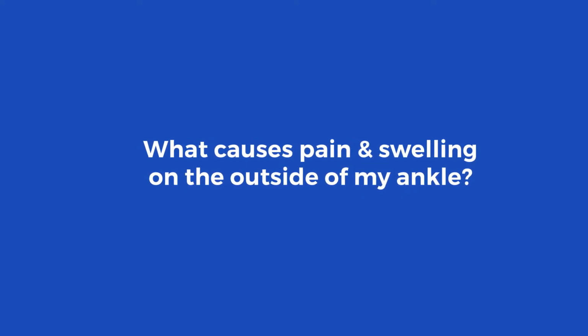There are many structures on the outside of the ankle that can become painful and inflamed. These usually include ligaments, the peroneal muscles, and bones. With the ligaments, these connect bone to bone and can become stretched and inflamed. Muscles, including the peroneal muscles, can overfire and become problematic as well. And bones can become painful with avulsion fractures in the area.